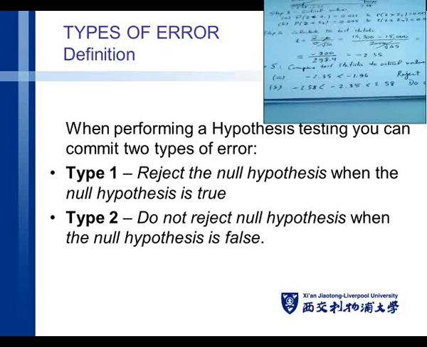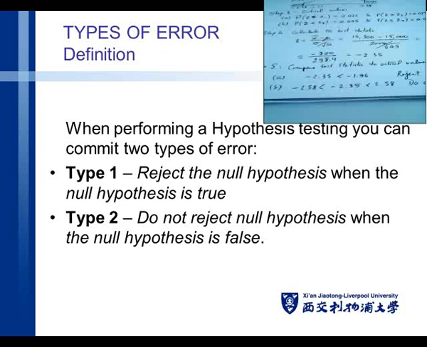Before we go to the break, let me just talk about types of error. When we do hypothesis testing, there are two types of errors that you can make. Type 1: you reject the null hypothesis when the null hypothesis is true, so you're making the wrong decision. And type 2 is the other wrong decision: you do not reject the null hypothesis when the null hypothesis is false.